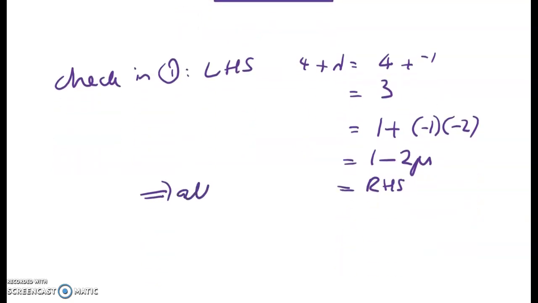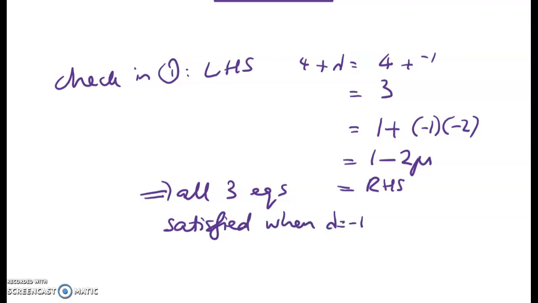So we can say that all three equations are satisfied when lambda equals negative 1 and mu is equal to negative 1. Therefore, the lines intersect.